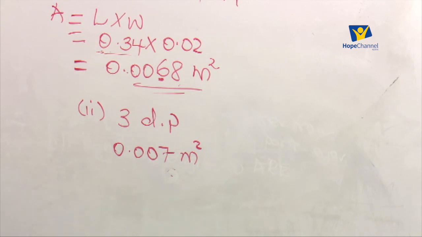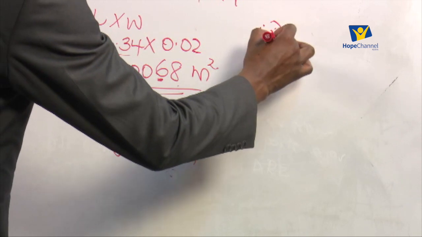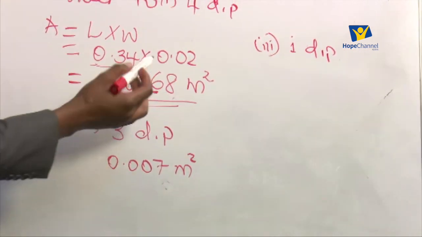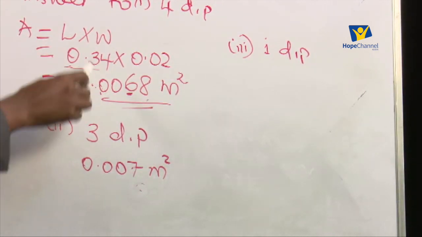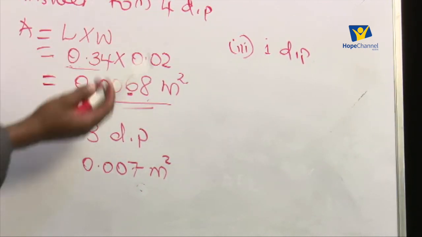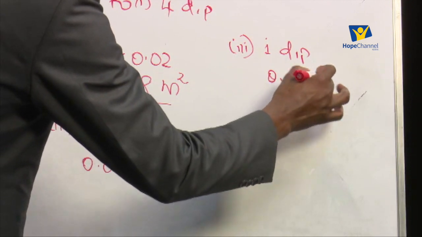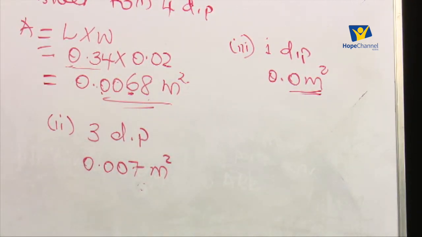If we were to give the answer to 1 decimal place, we just come here. This is 0.1, this first 0. Then we consider the next one, which is also a 0. If it is less than 5, we don't add anything. The answer becomes 0.0 square meters. So that is again what we are having from there.